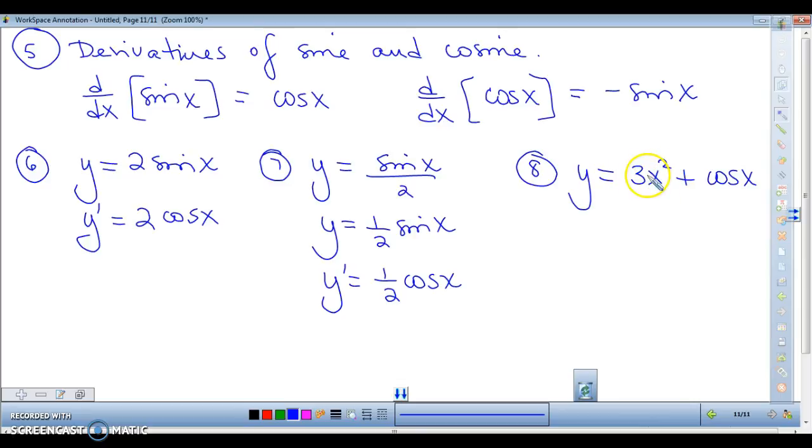Because your quadratic function is a power function, follow your power rule. Your power rule to get the derivative tells you to take your power, multiply it times whatever your coefficient is, bring down x, decrease your power by 1. So this would be to the first power, which is just 6x. And then you would take the derivative of cosine, which is negative sine. So minus sine x, and like that, you are finished with that one.